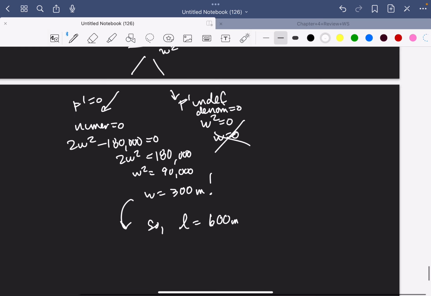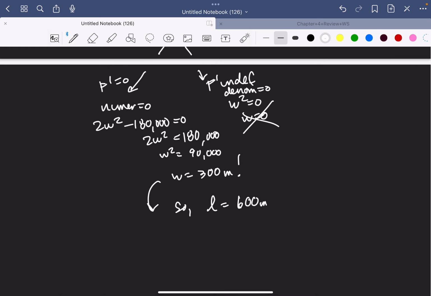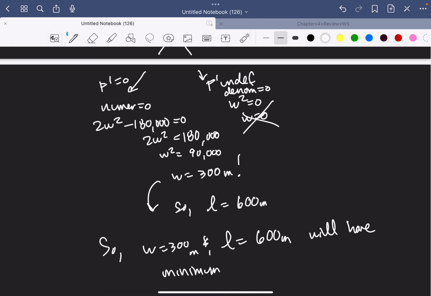I think you'll see. So width equals 300 and length equals 600 meters. That minimizes, I would say, will have minimum fencing. That's what you want.